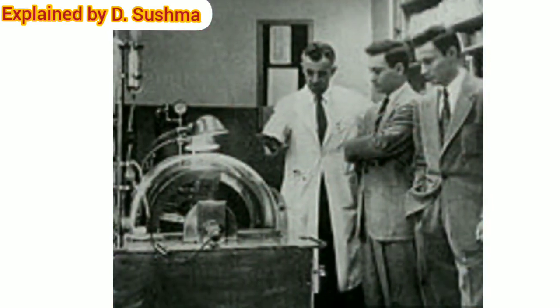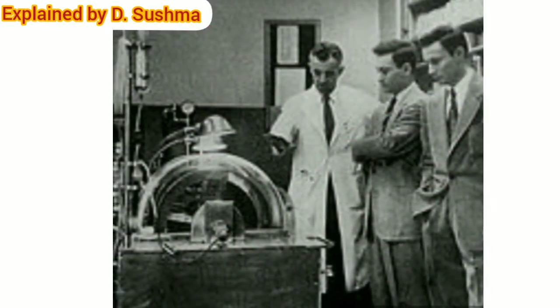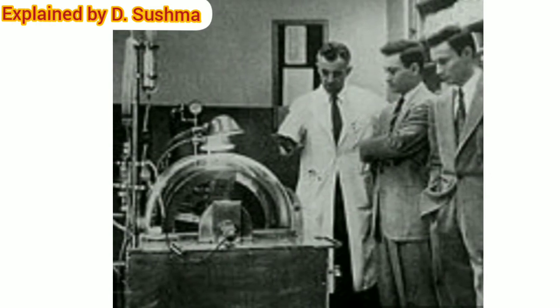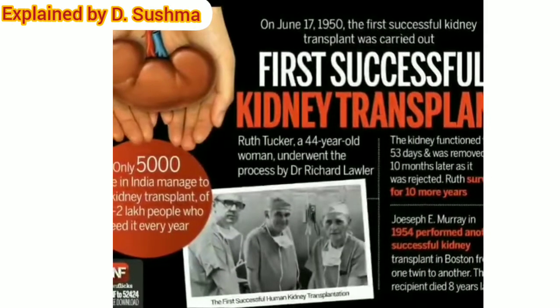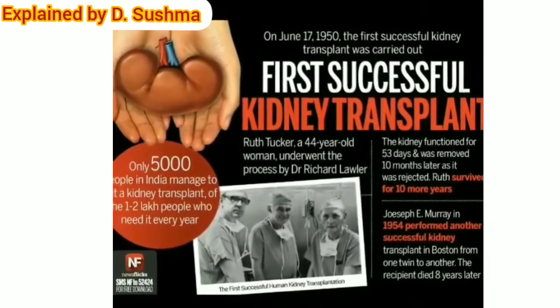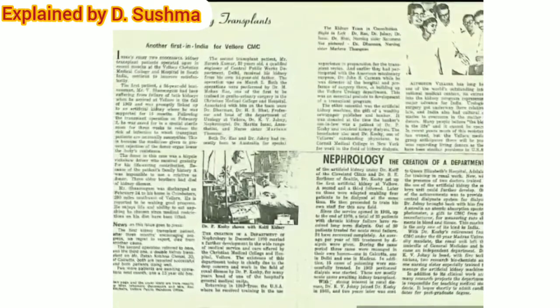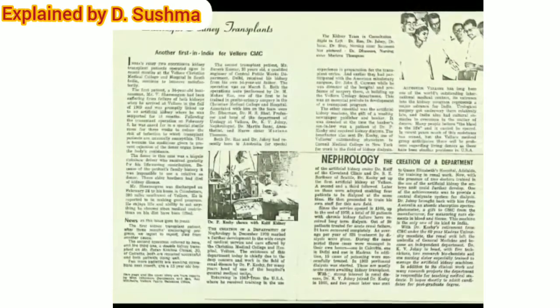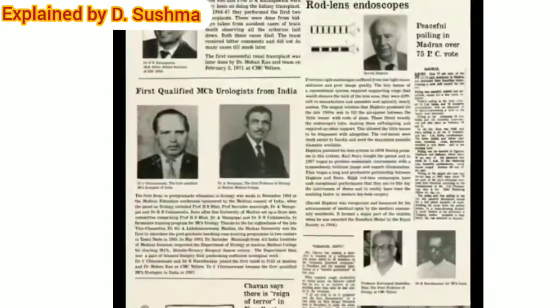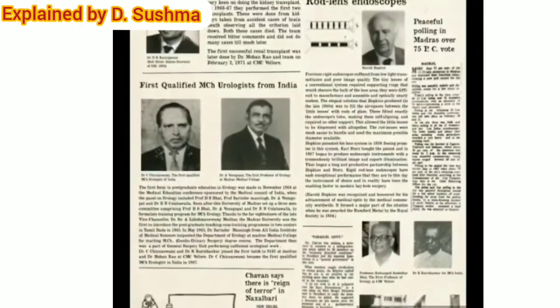In 1954, Joseph E. Murray and his team performed the first successful kidney transplant, using the recipient's identical twin as a donor. The first kidney transplantation in India was done on 1st December 1971 at the Christian Medical College, Vellore, Tamil Nadu.